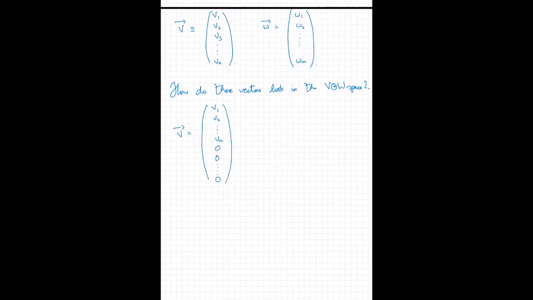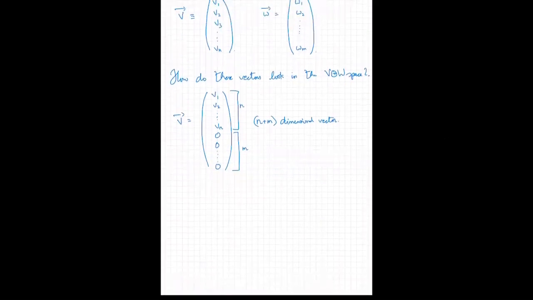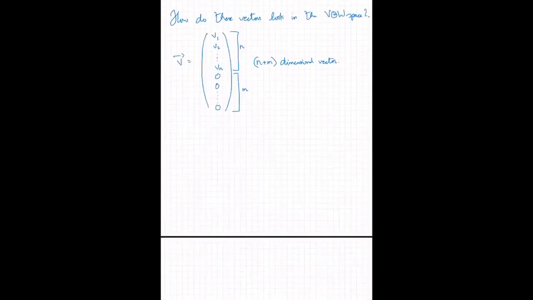Okay, so there are n components, n entries with v1, v2, v3 up to vn, and then I will fill in m zeros. So this is an n plus m dimensional vector. Okay, so how does my w vector look in the v plus w space?